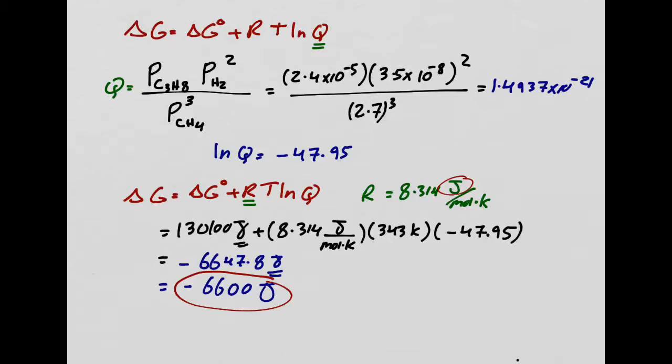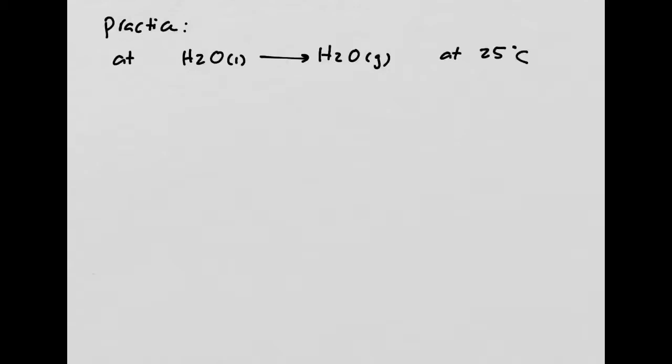Now, the next thing we're going to do, I'm actually going to go over some fun problems. I think they're fun. We're going to do some practice problems where you figure out delta H, delta S, and delta G without doing any calculation. So water liquid goes to water gas, and this is at 25 degrees Celsius. Ready to do this?